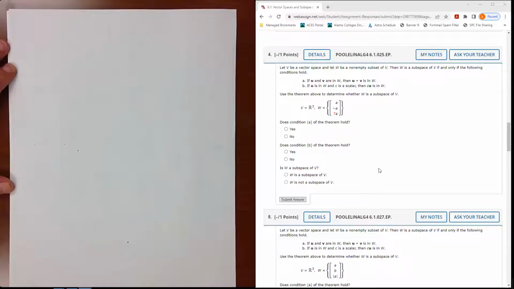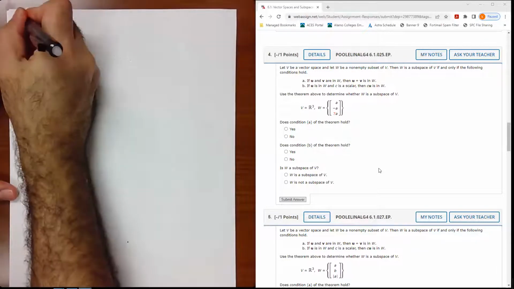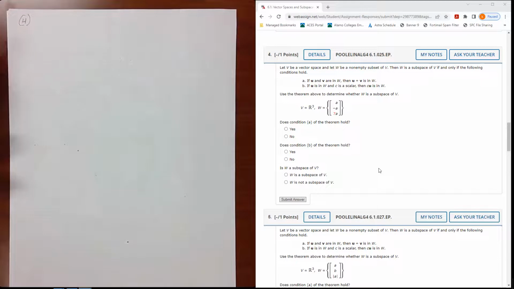So now look at example 4. It's exactly the same thing, but again, we need to focus on how W looks. This is the same theorem, 6.2. We need to prove that W is a subspace of V. Look at how W looks: W equals A, negative A, and 7A. So now we need to prove that W is a subspace. That means we need to satisfy these two conditions, A and B.